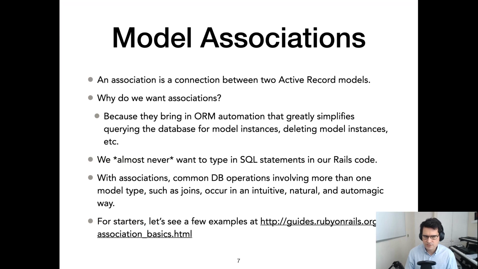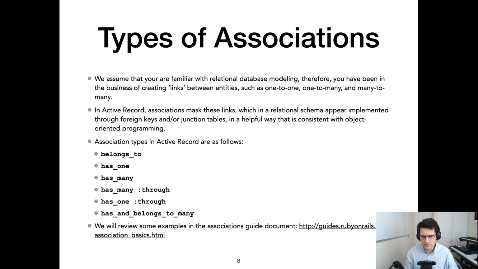So associations are connections among active record models, and there are different types of associations. We saw this at the end of the last class, so I won't go into further detail in this slide. There are quite a few types of associations, such as belongs_to, has_one, has_many through, has_one through, and has_and_belongs_to_many. We will also cover in this video another more advanced type of association, which is the polymorphic association.